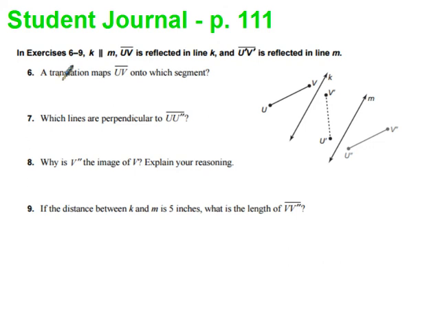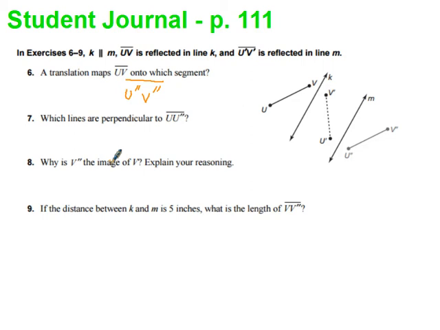So it says a translation maps UV onto which segment. So UV is reflected and then reflected again. But you could just do a straight translation by going from UV to U double prime, V double prime. So our answer is going to be UV maps onto line segment U double prime, V double prime.